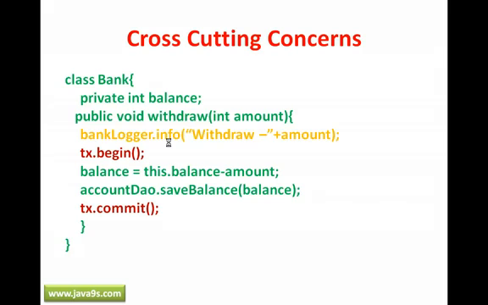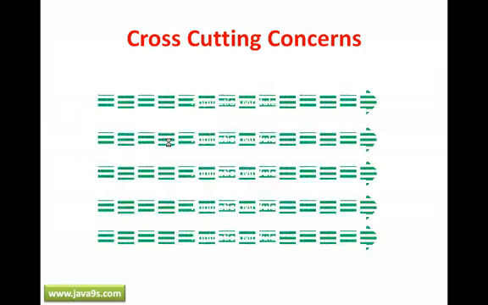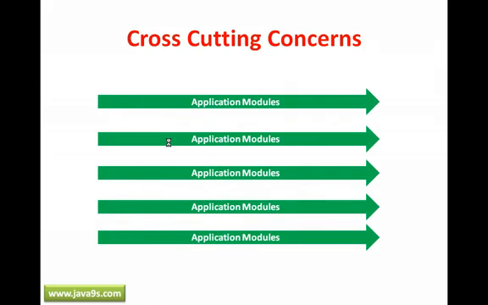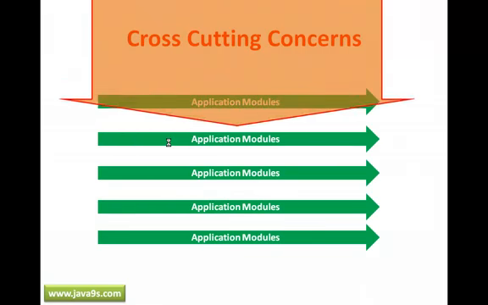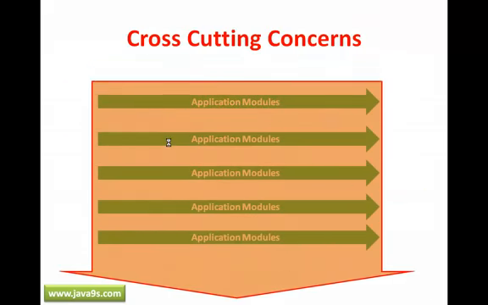Now after the addition of these lines to the method, you can see that we are diluting the responsibility of the method. This method should be performing only the withdraw functionality, but it's now also doing some logging and handling the transactions. So if you take these arrows as the modules, the cross-cutting functionality will cover all the application modules like a blanket. You can find this cross-cutting functionality everywhere in the application.